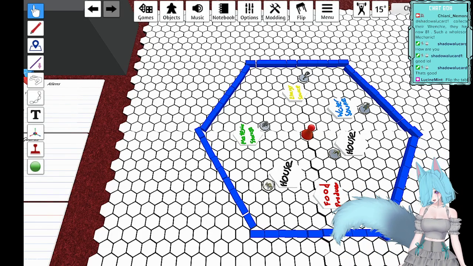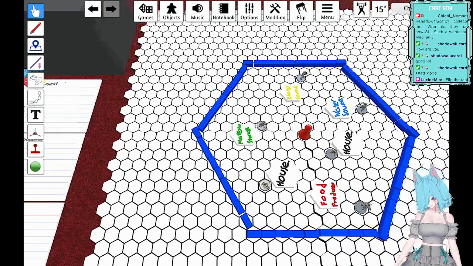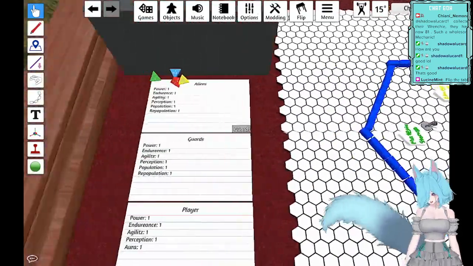The guards don't just hunt us. The guards are actually the ones fighting the aliens.